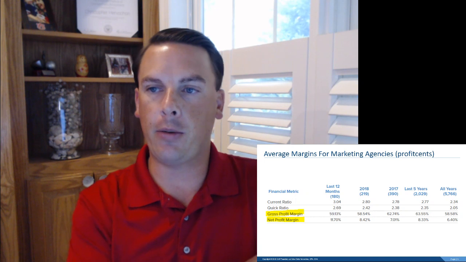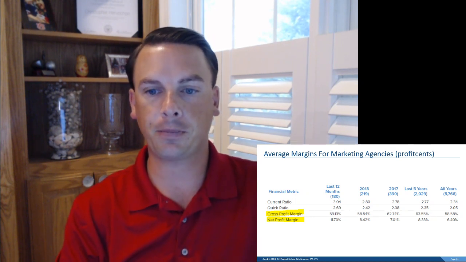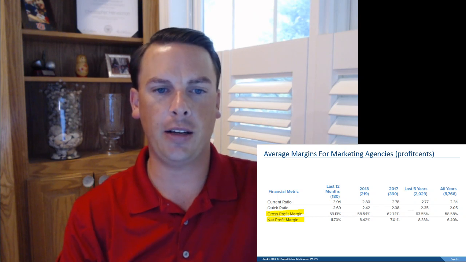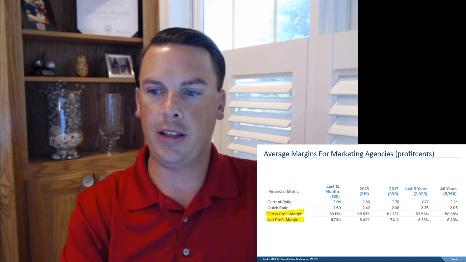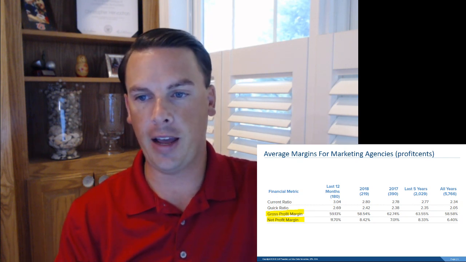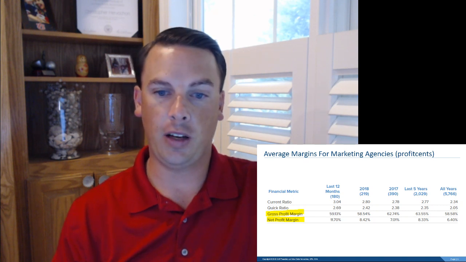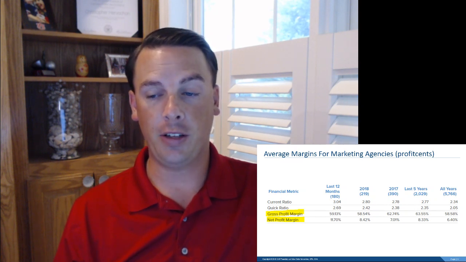Okay, but anyway, so this comes from ProfitSense. This is a subscription service that I subscribe to, and you'll see the two highlighted lines here: gross profit margin, net profit margin. You'll see that 2017, 63% for gross, 7% for net. 2018, we saw gross profit decline by about 4 points, so 59%. And we saw net profit margin actually increase by 1.5 points.